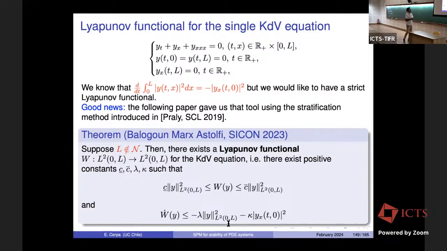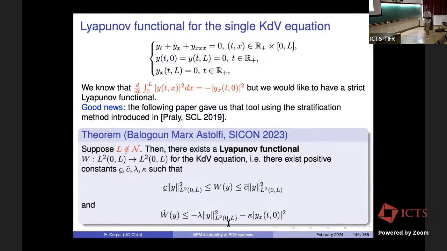Additionally, the time derivative of this along the trajectories of the system satisfies this. Remember that with just the energy, we have this. But with this method, they are able to give us a Lyapunov function like this one, which is the one that we need. Very nice.